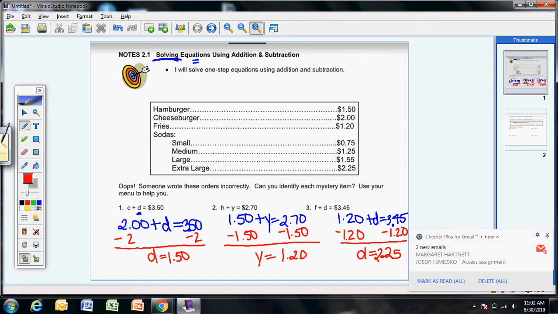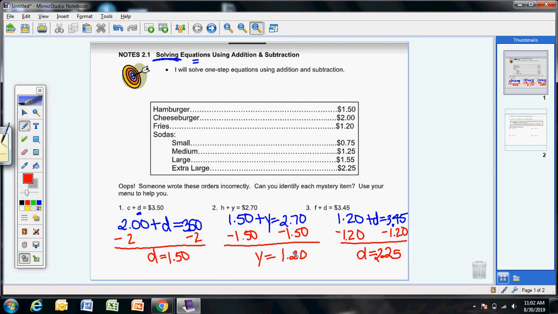So now we're going to check our answers here. What was missing was $1.50. What was missing here was $1.20. What was missing here was $2.25. You might have done this a different way than I did. We're going to talk about this method of doing the opposite operation to get that mystery item or that variable by itself.